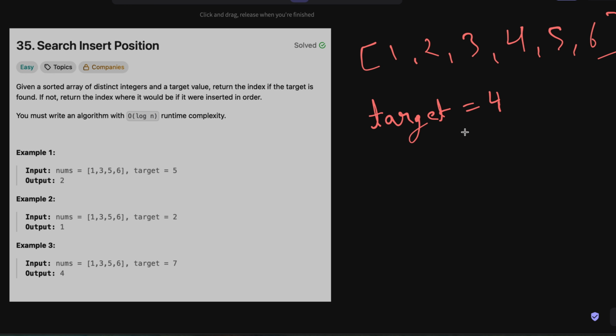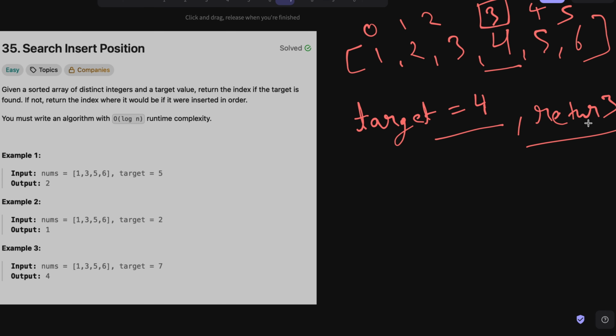In this example, we have to find the target 4 and we can see that it also exists in the array. Where does it exist? Well, 0, 1, 2, 3, 4 and 5. So we can see that it exists at index 3. So we have to return 3 as the answer. And this is what the problem is asking us.